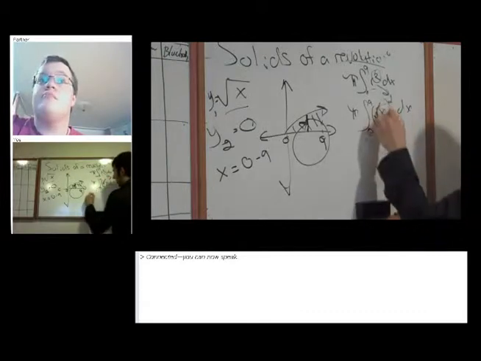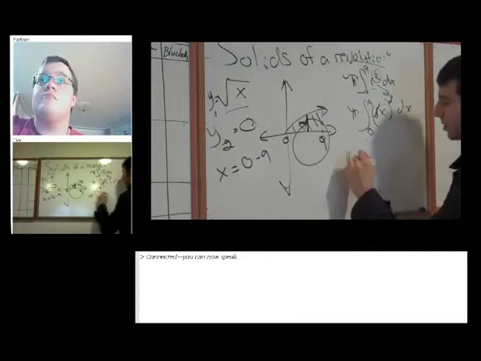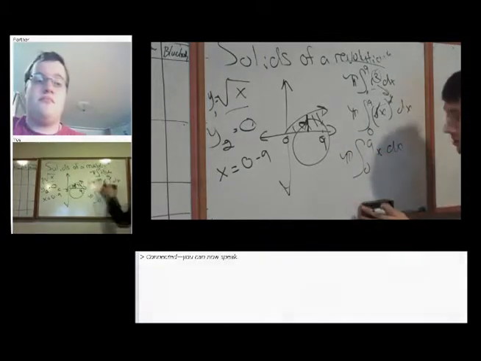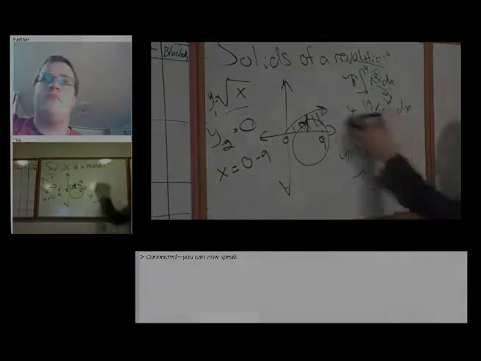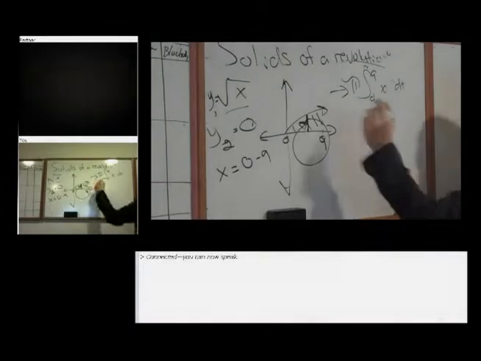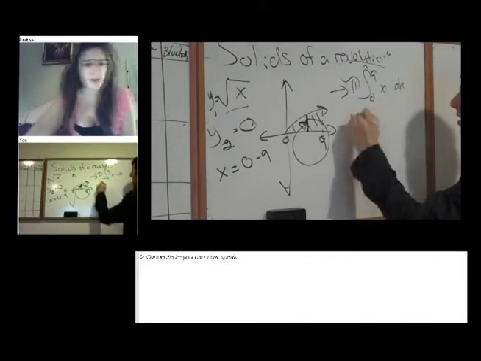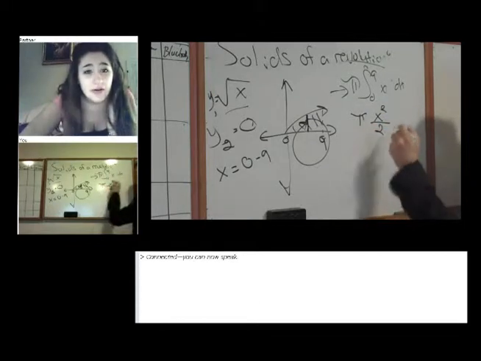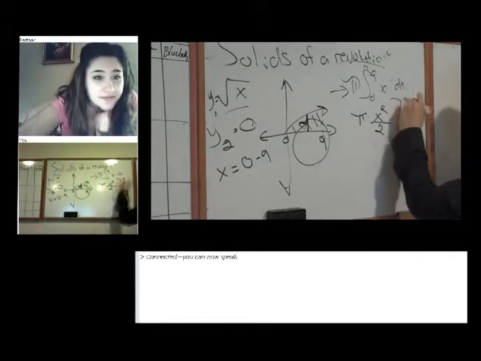Now the radical and the squared cancel out, so it's pi times the integral from 0 to 9 of x dx. Remember that. Now we're going to start integrating. So it becomes pi times x squared all over 2, from 0 to 9.